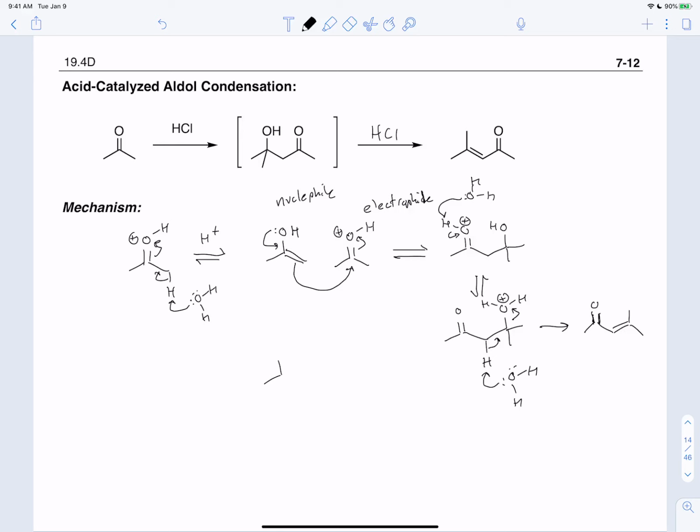Alternatively, you could also imagine having additional keto-enol tautomerism take place where water leaves through just a slightly different form. I'm fine with either of these. It's difficult to know which one takes place. But this makes the process intramolecular, which might be a bit more favorable.